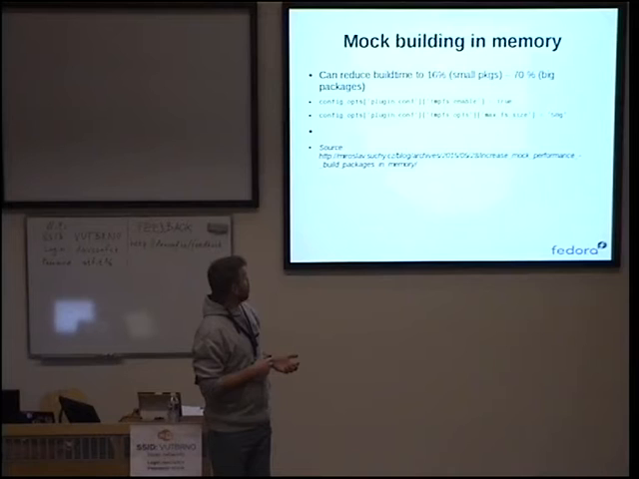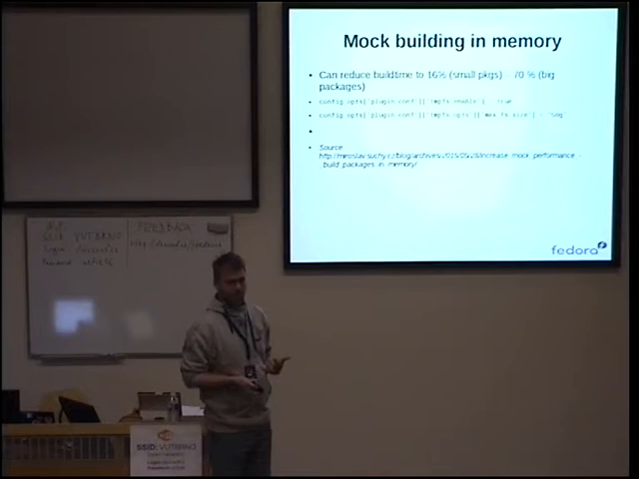There are small packages and big packages. In my case, it was LibreOffice. It was reduced to 70%, which is still quite a lot. And most of the packages will fit into 2 gigabytes of tmpfs, which is enough for your memory and swap files. Anyway, I highly recommend you, if you want to speed up things, just put these things into your config and your build time will decrease a lot.